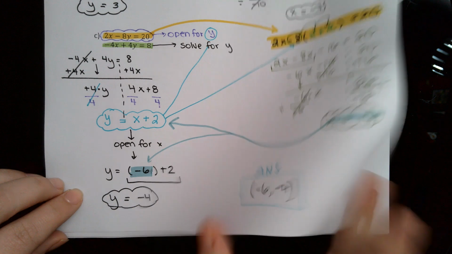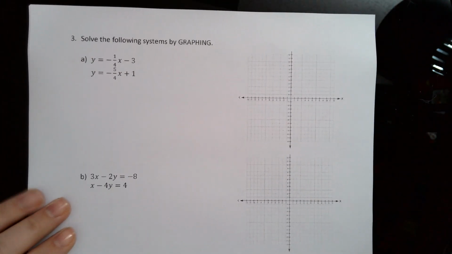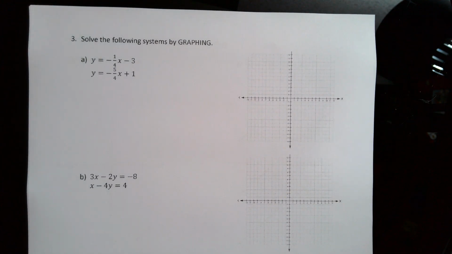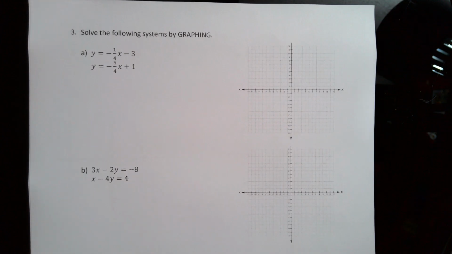Okay, next up we have is graphing. Now there are two styles of equations that you need to know for chapter 5. The first one is going to be your slope-intercept form, your y equals mx plus b, and the next one is going to be your standard form. Let's go ahead and start with the first one.